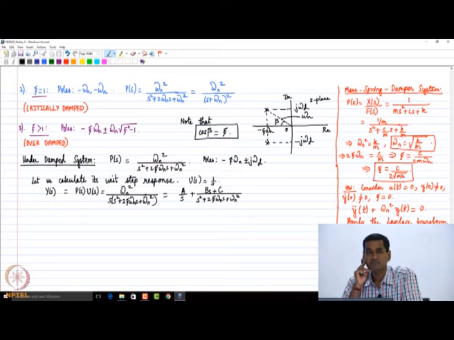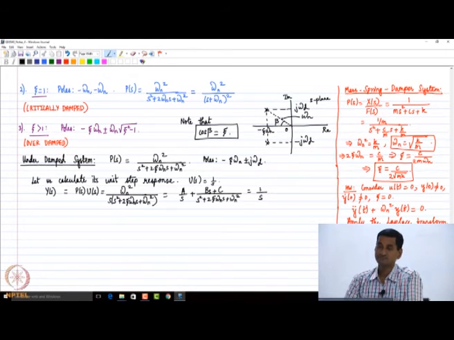Can you calculate and tell me? Calculating A is pretty easy, right? Multiply both sides by s and substitute s equals 0. So A is going to be 1. If you multiply both sides by s, substitute s equals 0, you get 1. So what about B and C? Are there other ways to figure out B and C? I will give you the answer. By now we should be familiar with partial fraction expansion, right? So I will give you the answer. You please do it as homework.